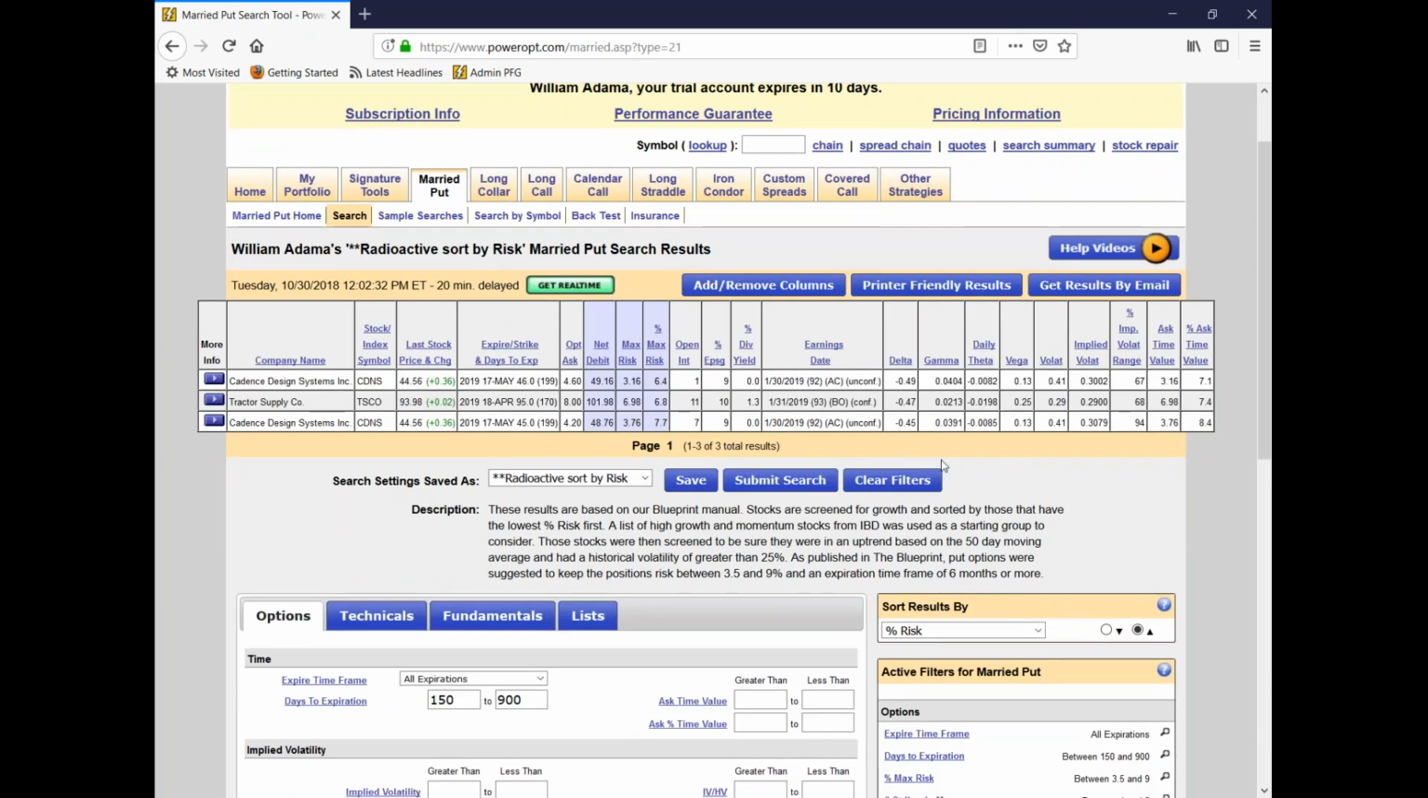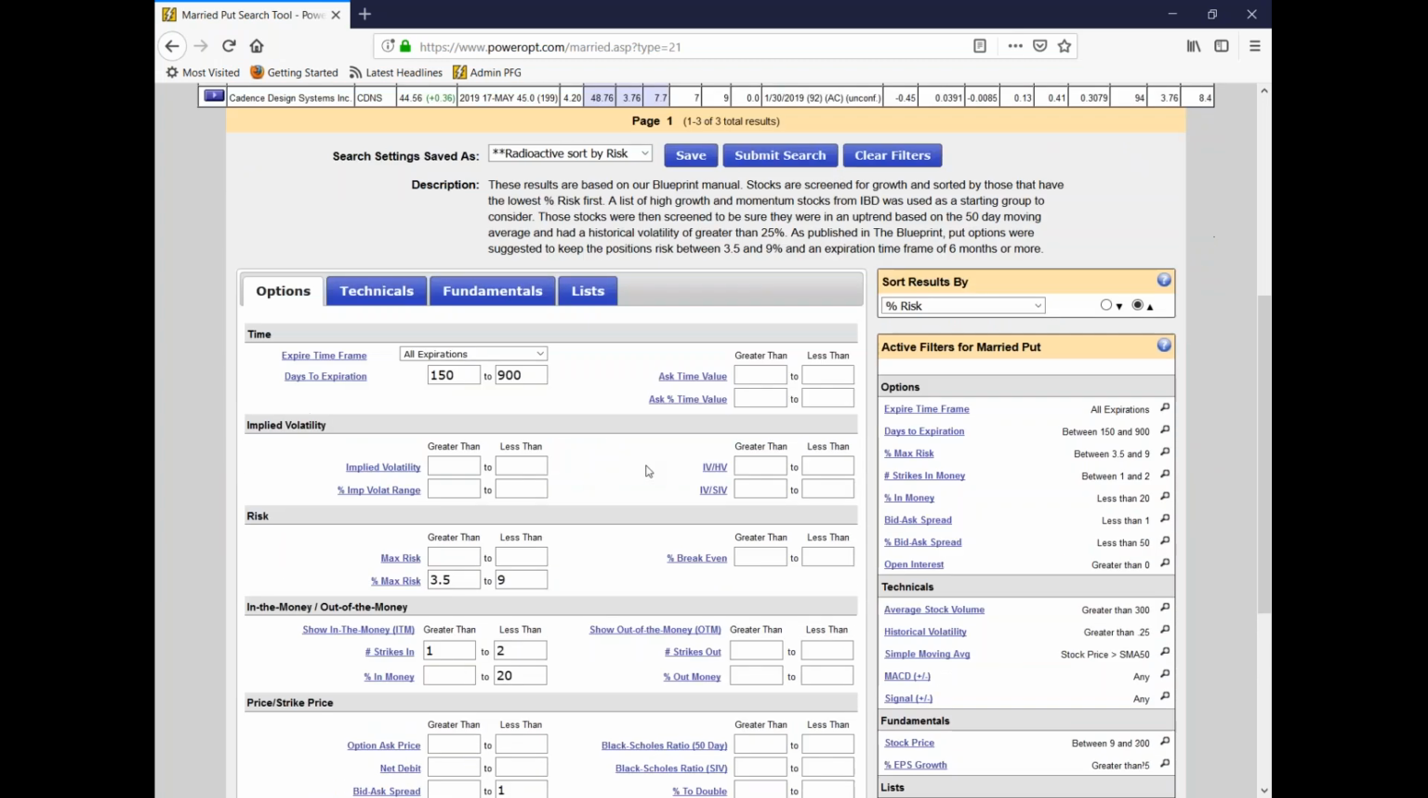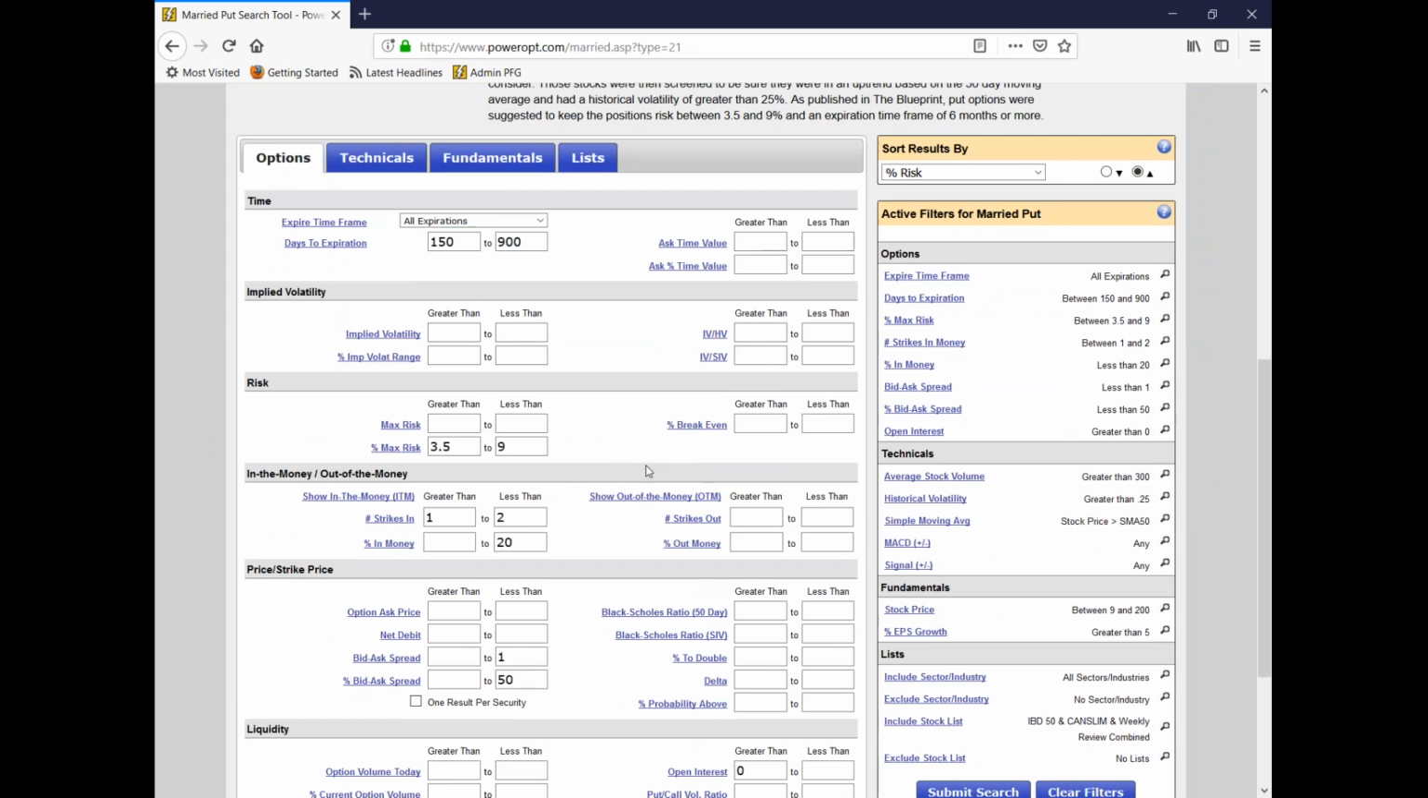Now, there's only 3 potential trades we see right now that match the criteria we discussed in the blueprint. Let's just scroll down real quick. What do I want to see in my structure? Well, as we've learned before, I want to buy a stock and a put where the put is at least 5 months out in time to put time on my side properly.